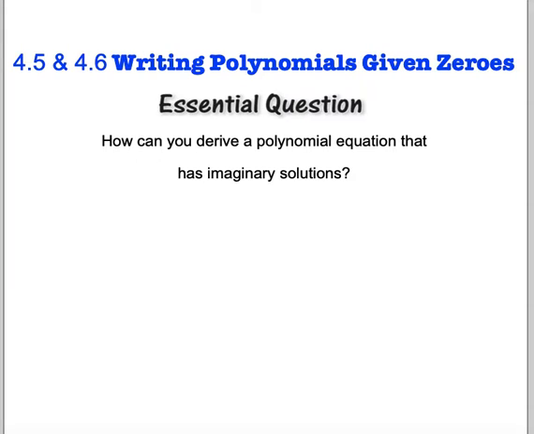Today we're going to learn about writing polynomials given the zeros, or given the answers. Prior to now, we've been solving for the missing answers, so this time we're working backwards to find that original polynomial. It says, how can you derive a polynomial equation that has imaginary solutions? We're also going to talk about radicals or just whole numbers too. I've kind of combined them into one.